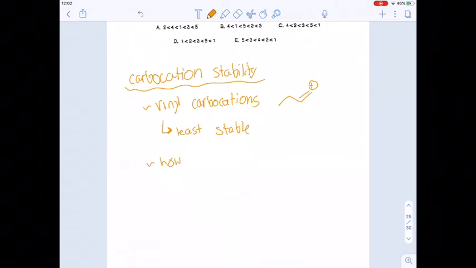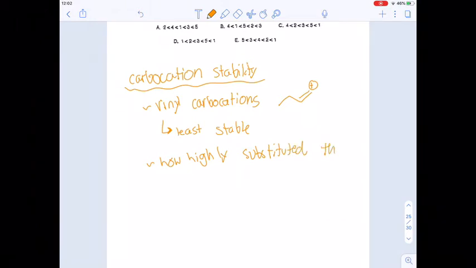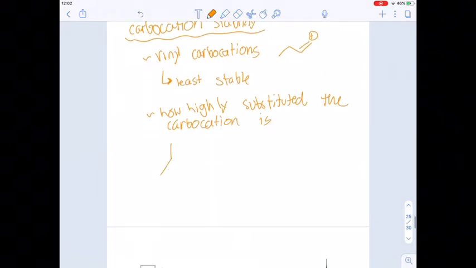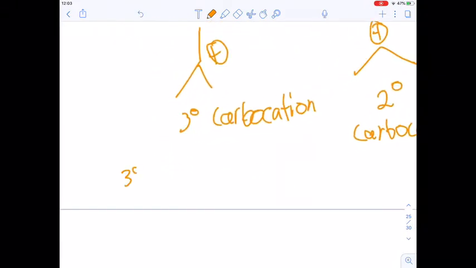Let me write this down. Least stable. Other things that impact carbocation stability is how highly substituted the carbocation is. So tertiary carbocations are going to be more stable than secondary and primary. So I'll draw out secondary. And then finally, primary.